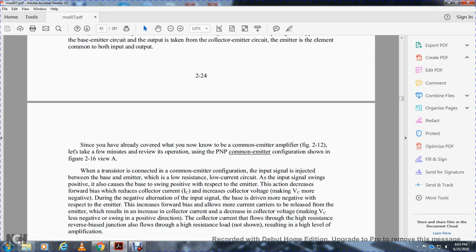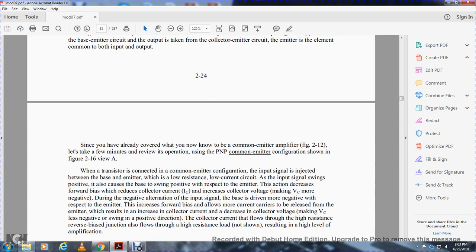Since you have already covered what you know to be the common emitter amplifier, figure 2-12, let's take a few minutes to review the operation of the PNP common emitter configuration shown in figure 2-16 view A. In the transistor connected in the common emitter configuration, the input signal is injected between the base and the emitter, a low resistance, low current circuit.